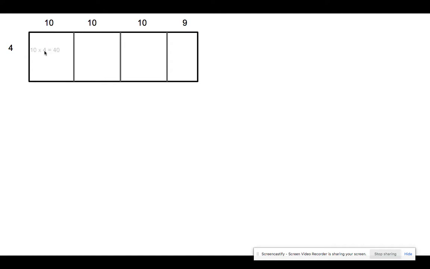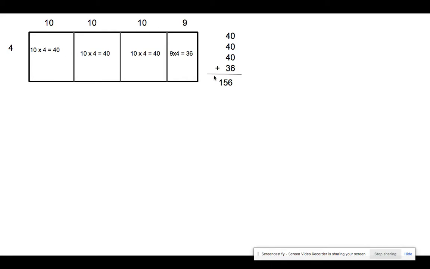So 10 times 4 is 40 in that square. Again, 10 times 4 over here is also 40. 10 times 4 again is also another 40. Plus 9 times 4 is 36. So now you've got to add your small boxes together. So I'm going to take that 40 and put it on the side. I'm going to add another 40, and then one more 40, and I'm going to add 36, which is this part here. When I add that all together, I get 156.